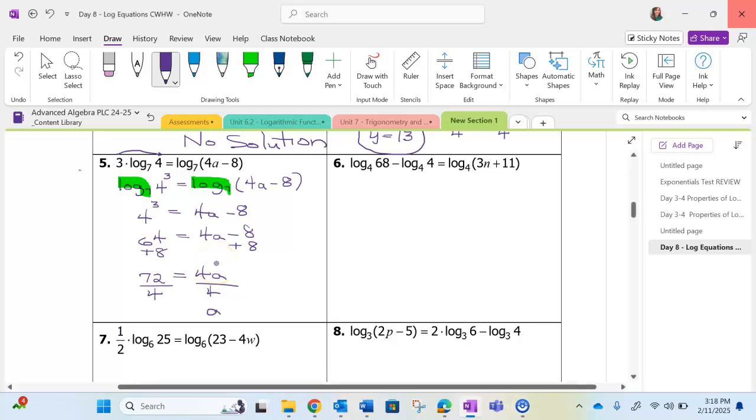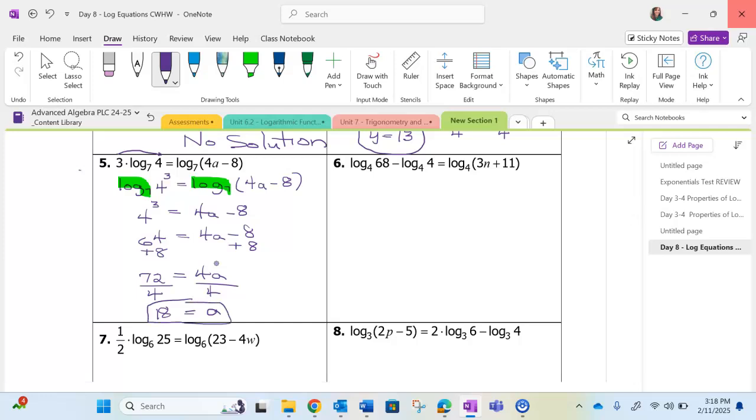And a equals 18. That's my answer I got. Let's go back up here and check. 4 times 18 is definitely, this makes this whole thing positive. So check. Okay? All right, number 6.